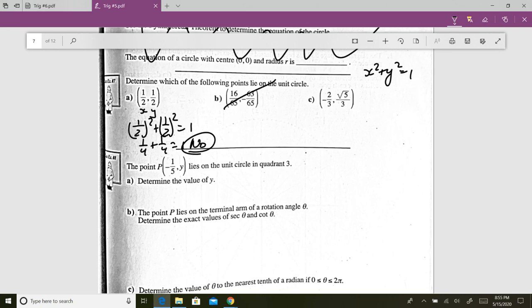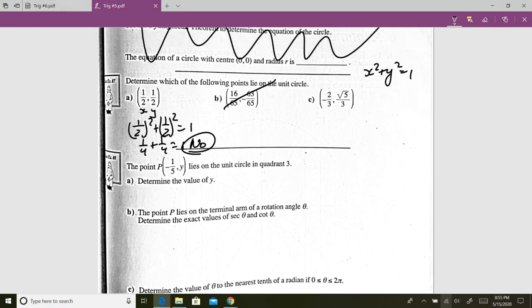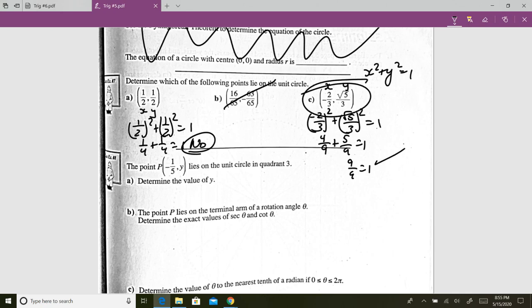We're going to do the last one because you can probably guess that it does work out. There's your x, there's your y. It's negative 2 over 3 squared plus root 5 over 3 squared. Does that equal 1? Negative 2 over 3 squared is 4 over 9, plus root 5 squared is 5 over 9. Common denominator, so you just add the tops. I get 9 over 9, which is true because 9 over 9 reduces to 1. So this is on the unit circle. Yay.